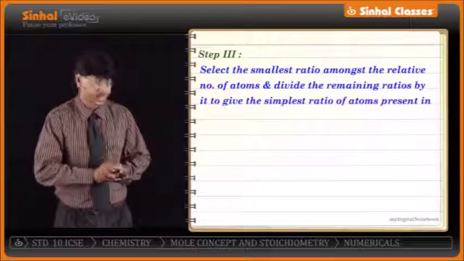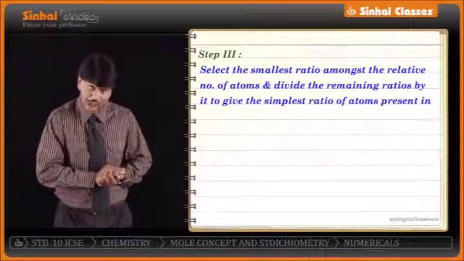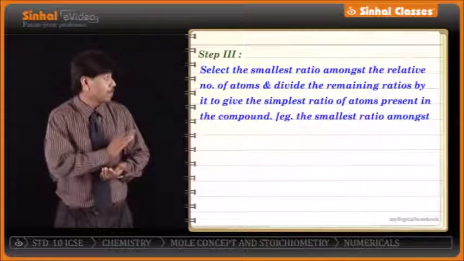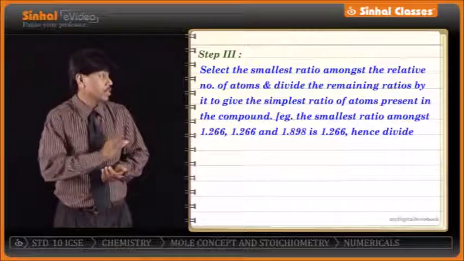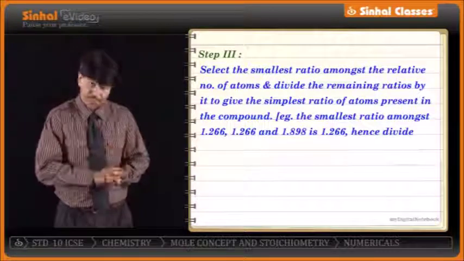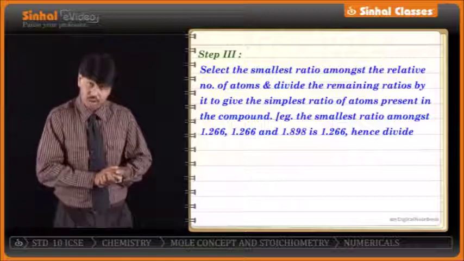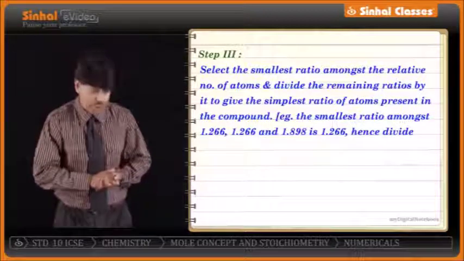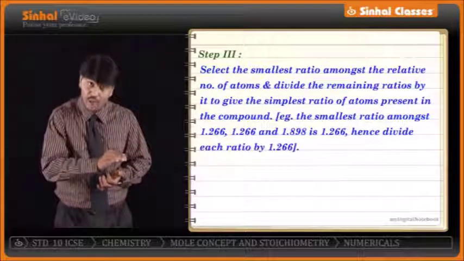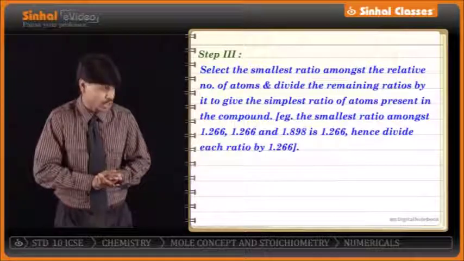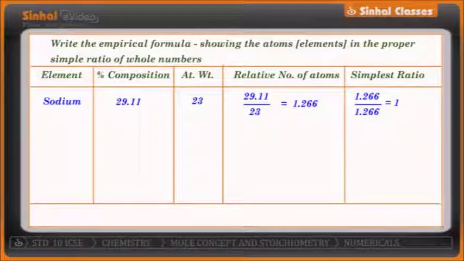Step number 3. Select the smallest ratio among the relative number of atoms, and divide the remaining ratio by it to give you the simplest ratio of atoms present in the compound. For example, the smallest among all these relative numbers of atoms, that is 1.266 of sodium, 1.266 of sulfur, 1.898 of oxygen, the smallest one is 1.266. So divide all the relative numbers of atoms by the smallest. So we will get 1.266 divided by 1.266 for sodium. So it comes out to be 1.